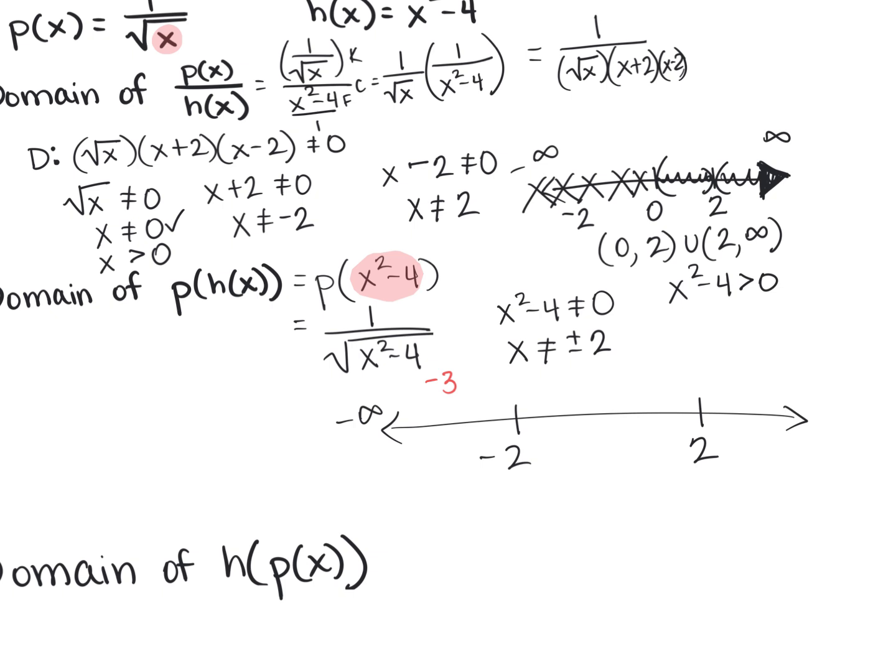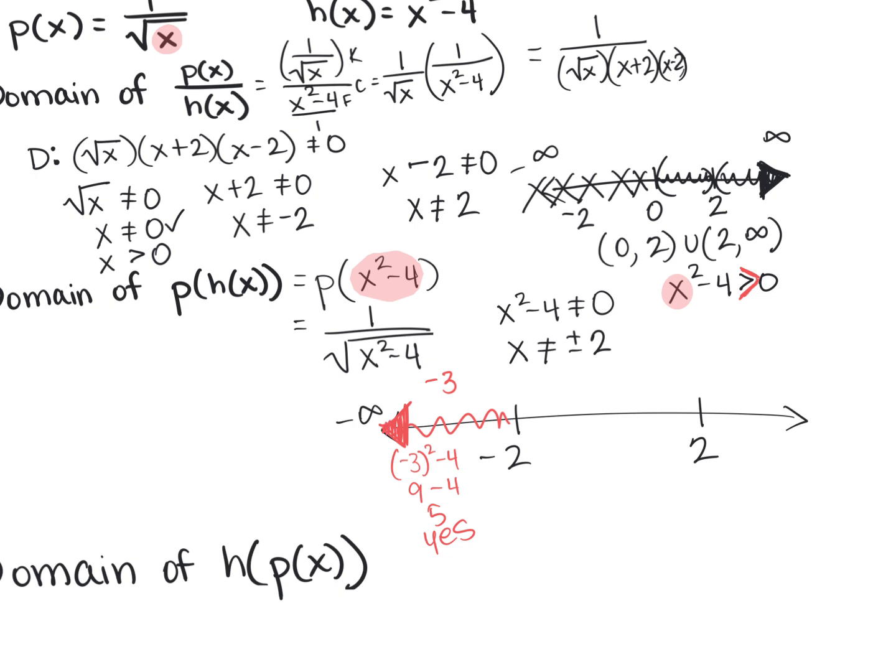So if I plug that negative 3 in for this x, what I'm trying to figure out is if it makes a true or a false statement. So if I have negative 3 squared minus 4, that's going to be 9 minus 4, which is a positive 5. Well, this says that I need to be greater than 0, so is 5 greater than 0? Yes, it is. So I'm going to shade that section as part of my domain.